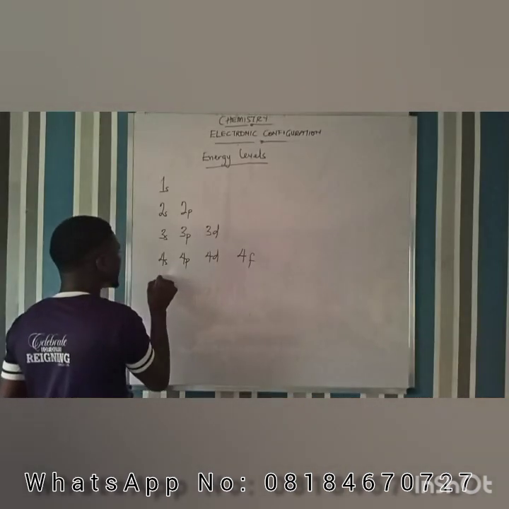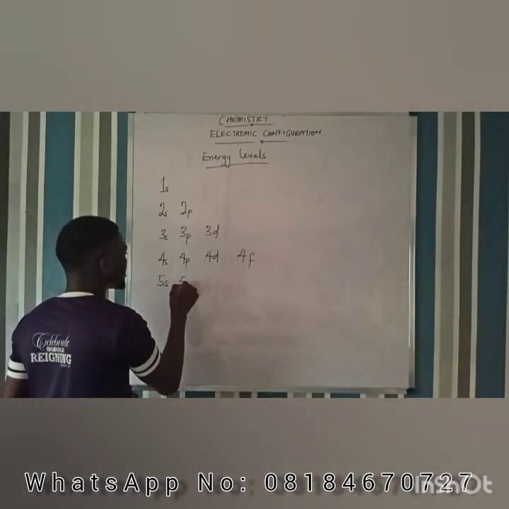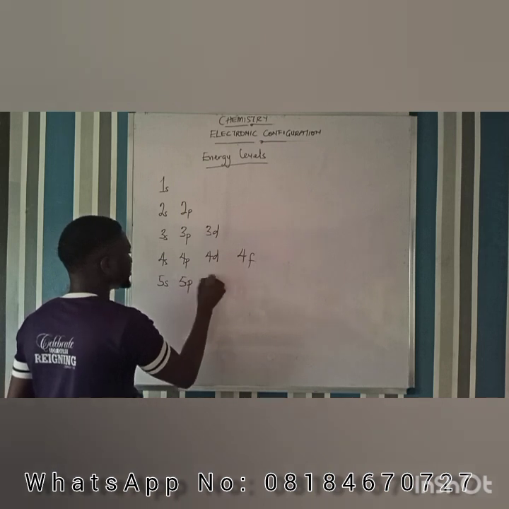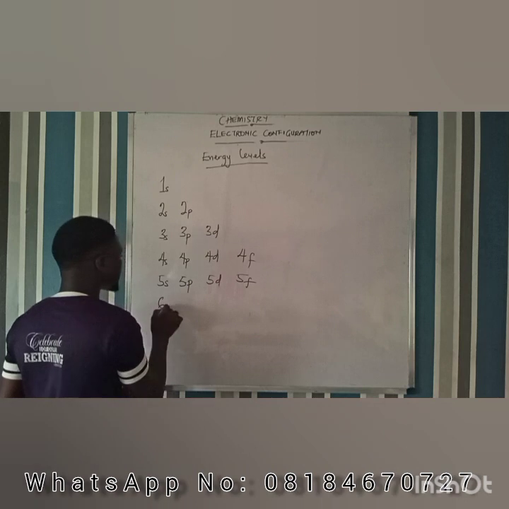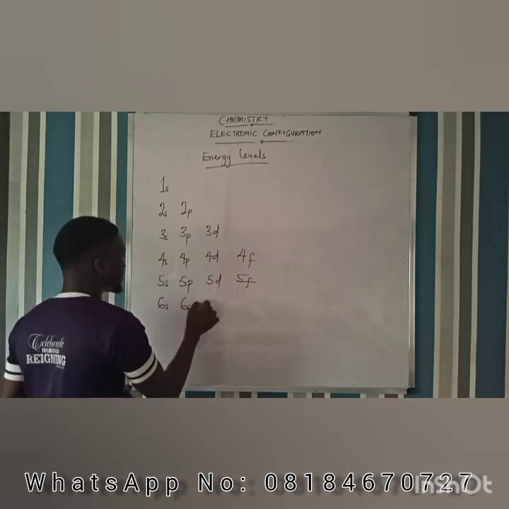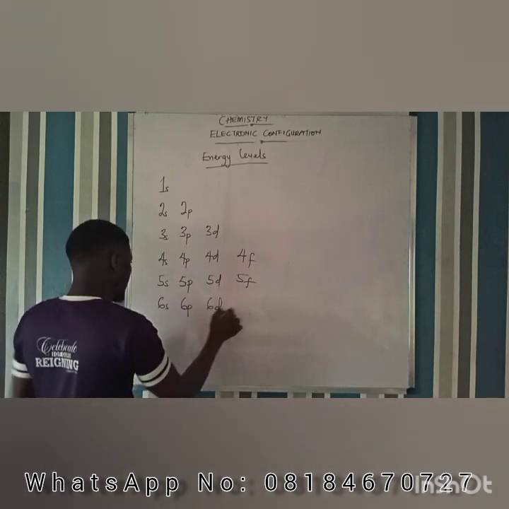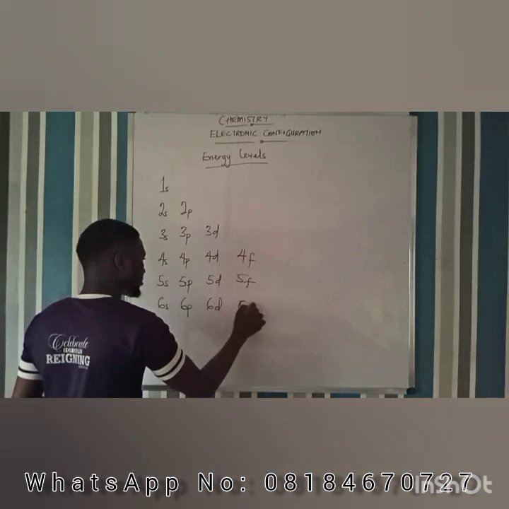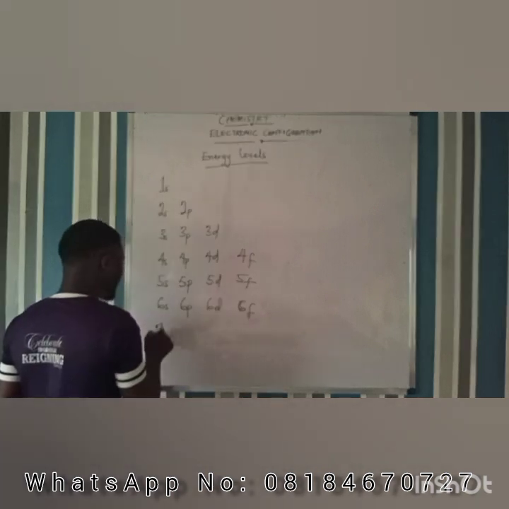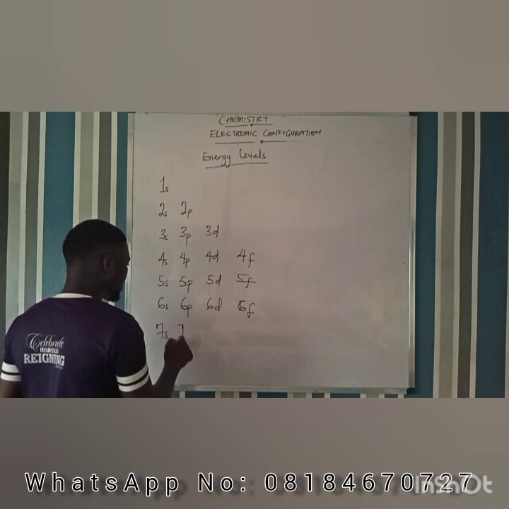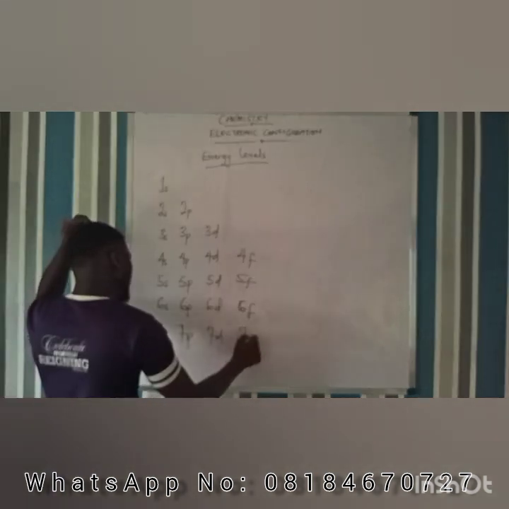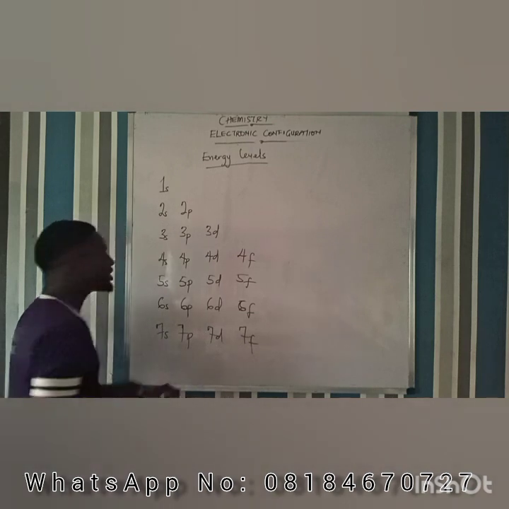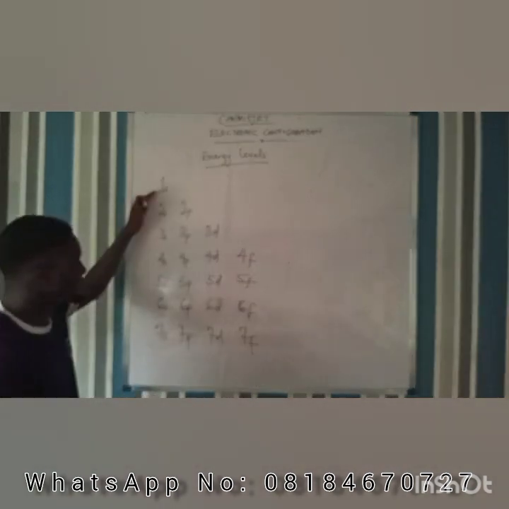We have 5s, 5p, 5d, and 5f. We have 6s, we have 6p, we have 6d, we have 6f. We have 7s, 7p, 7d, 7f. Now you will see this way it is moving.